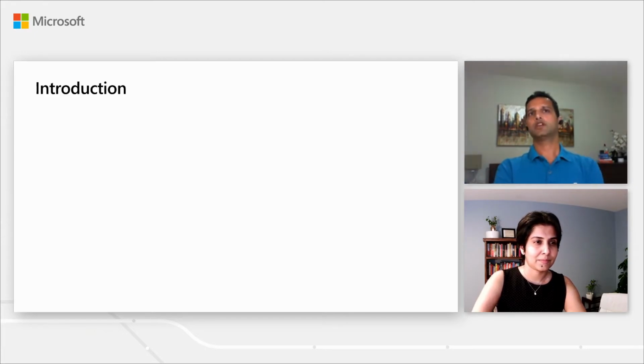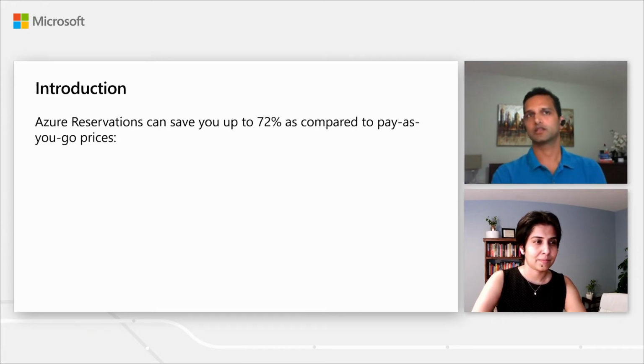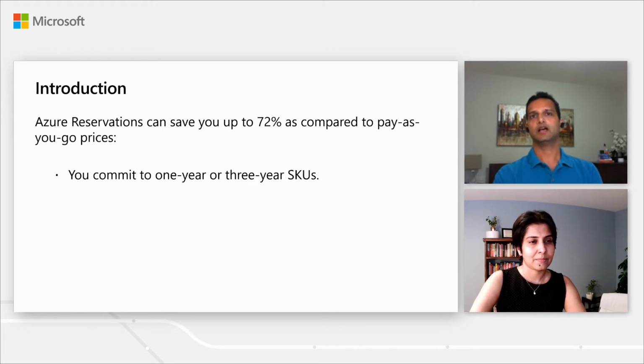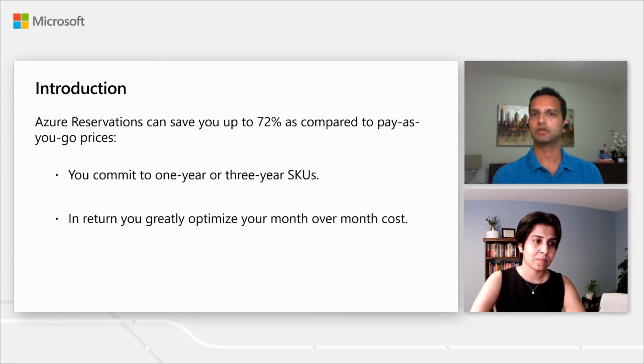Okay. So introduction. What is reserved instances? Some of you may not be aware of it. So just for benefit of everyone, let's go through it. Reserved instances can save you up to 72% as compared to your pay-as-you-go prices. You commit to 1 or 3 year SKUs. You commit to use a size, a family of VM or other products for 1 or 3 years. And in lieu, we give you a great discount there, which can greatly optimize your month-over-month cost and also give you predictability in the costs.